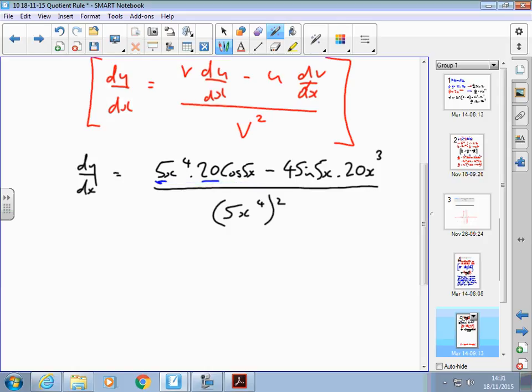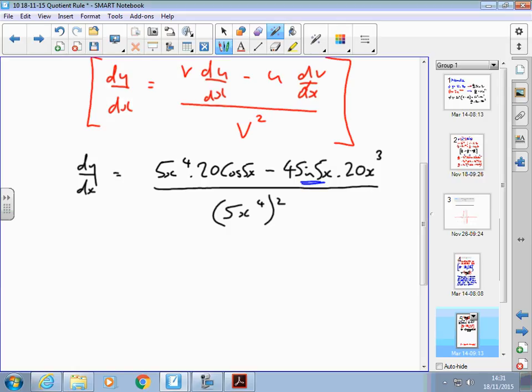Look at the next one. 4 times the sine of 5x times 20 times x cubed. I can do the 4 times the 20. That's 80. And I'm going to make sure also that the sine bit's at the end. So I'm going to put that at the end instead of the 20x cubed.